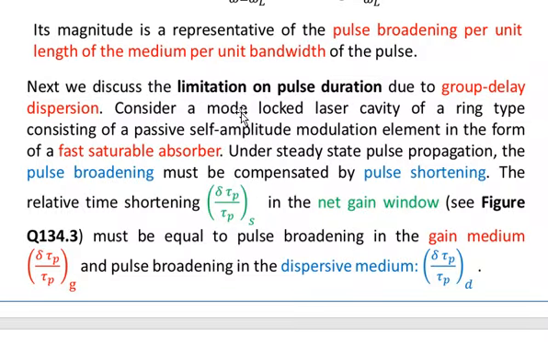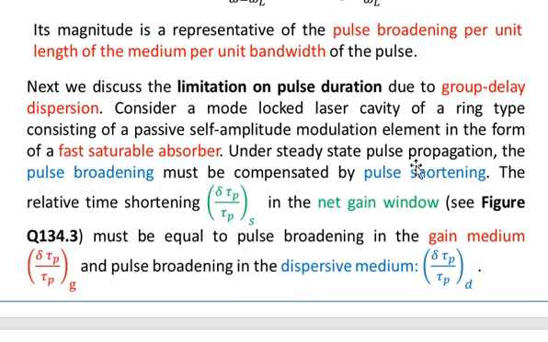Next, we discuss the limitation on pulse duration due to group delay dispersion. Consider a mode locked laser cavity of a ring type consisting of a passive self-amplitude modulation element in the form of a fast saturable absorber. You know that I have discussed a fast saturable absorber in one of the previous slides. If you want to see the detail, you can consult my previous slides.